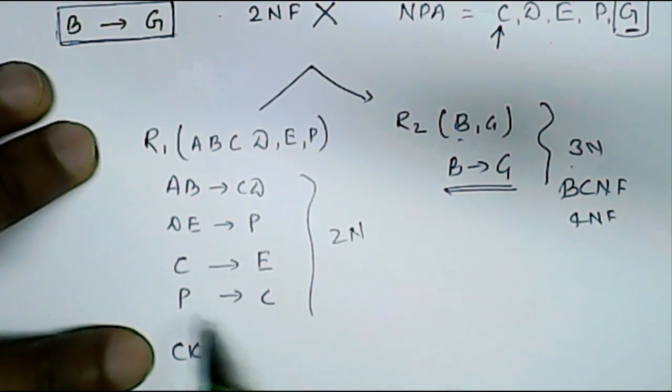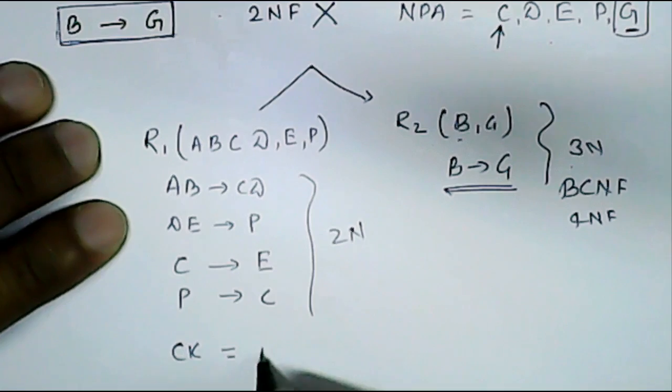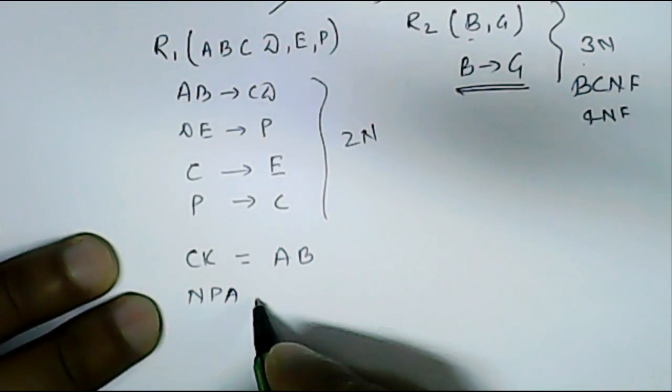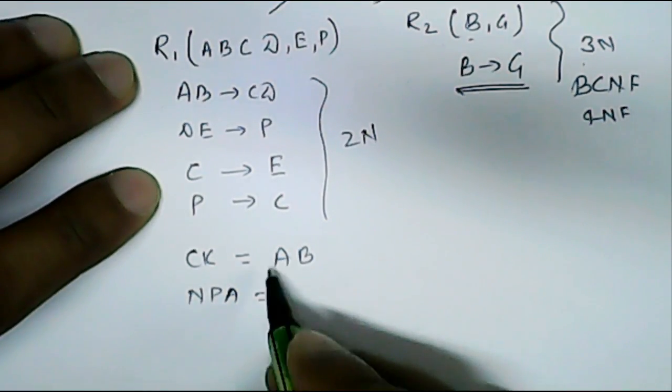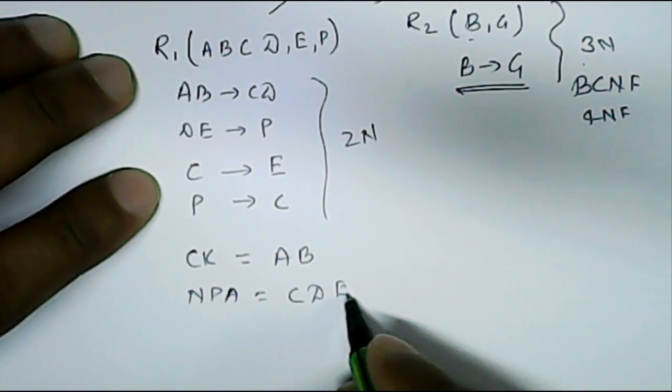Now let's check for this one. Here the candidate key will again be AB. The non-prime attributes for this relation will be the attributes except AB, that is C, D, E and P.